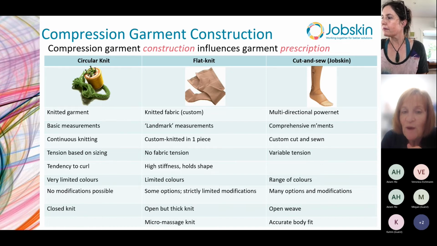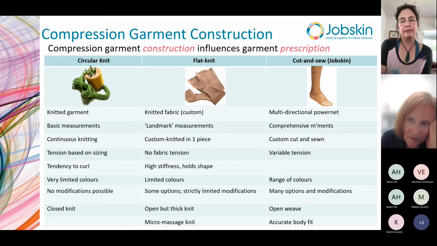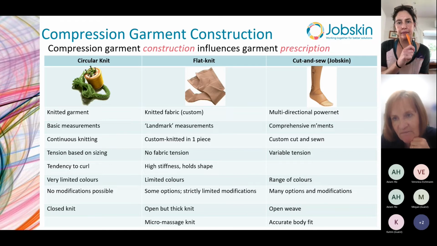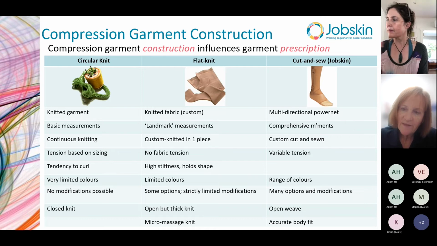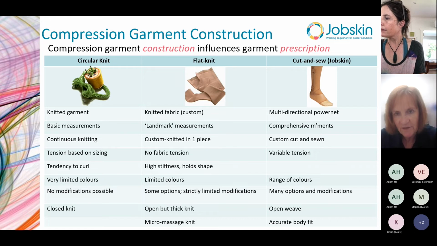And in fact, we've got a case in point, one of our case studies shows a flap over the ankle. So if you've got a very large area around the ankle and then very narrow above the ankle, if you can't take a zip into the foot, you can't get the garment on or off. So this is where cut and sew garments really do come into their own, and obviously Jobskin is a cut and sew garment.